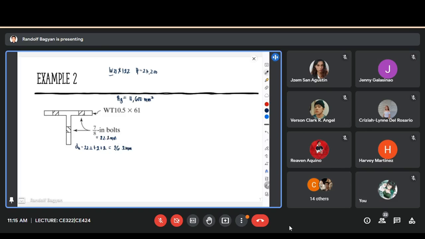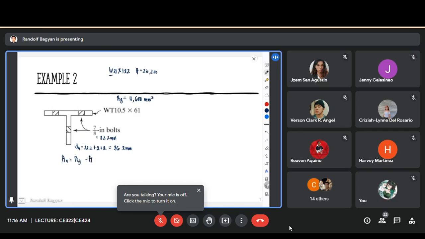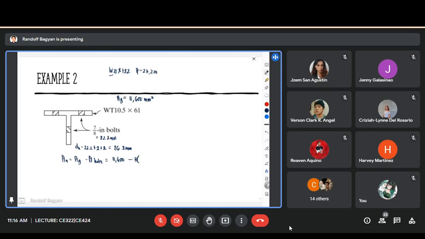Now, what is our net area? Ito na yung gross area ng ating T-section minus D, kaya area ng ating mga butas. So, net area is equal to the gross area minus area ng holes, which is equal to 11,600 minus area ng holes.